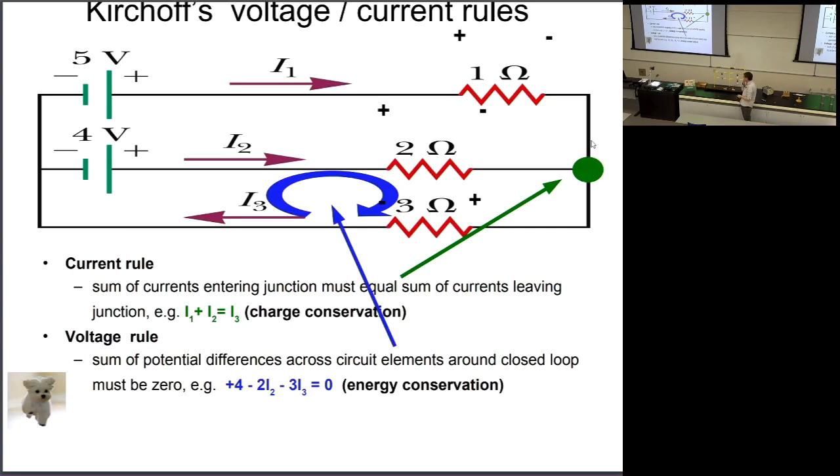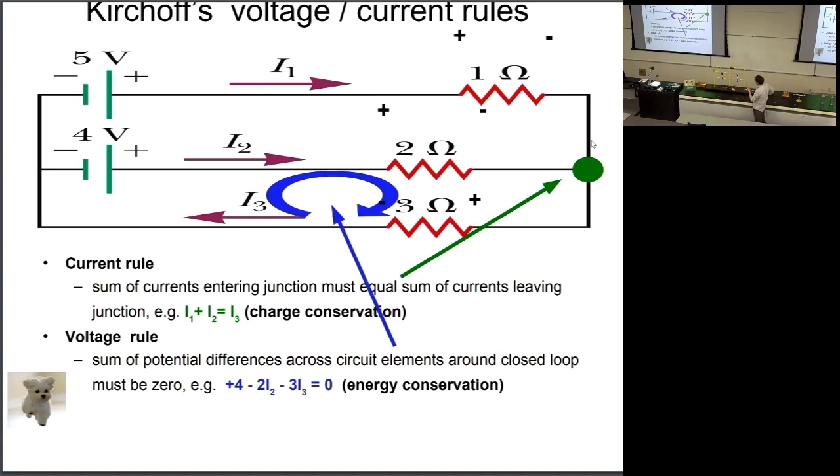The current rule says that the current that passes into that node is equal to the current that passes out of that node. That is really just a statement that you don't lose any current or create any current when you have a node. It just somehow passes through. It's kind of a statement that you don't destroy charge or create charge when you have a node. The charge just passes through.